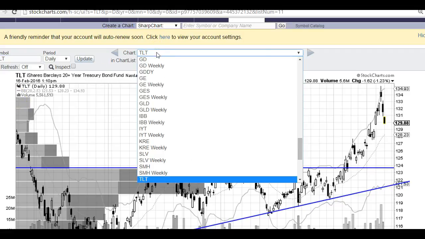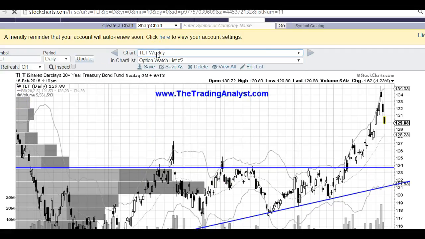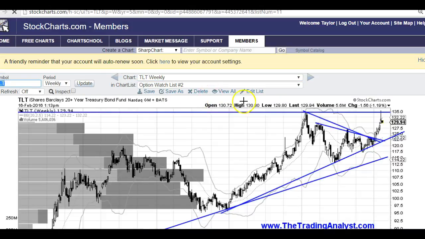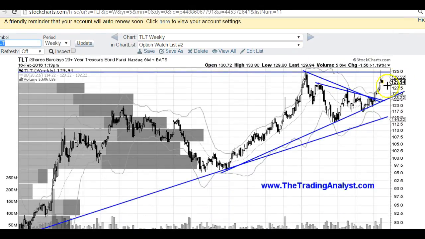All right, so let's look at the weekly time frame, and I'm just going to do a quick review of why I really liked it long when it broke out of this pattern right here, and then it hit our 135 target. Overall, it's in a major uptrend for 5 to 6 years. So the trend is up, in the long run and in the short run.